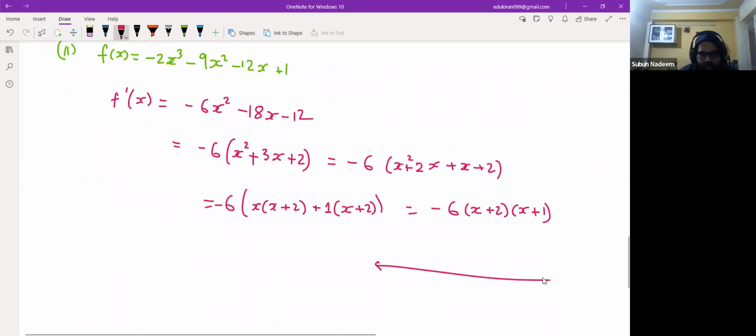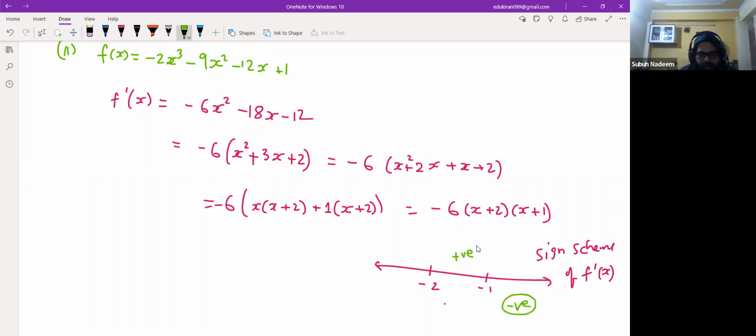Now this f dash x has a sign scheme. How do we do the sign scheme? If you remember, sign scheme of f dash x. So it is having two critical points. One is minus 2, one is minus 1. So it will be negative here because it is minus 6 outside. Then negative is below the x-axis, not above the x-axis. It will be negative here. Then it will be positive here. Then it will be negative here. And the graph would be something like this.